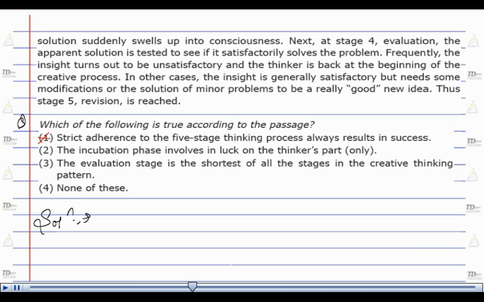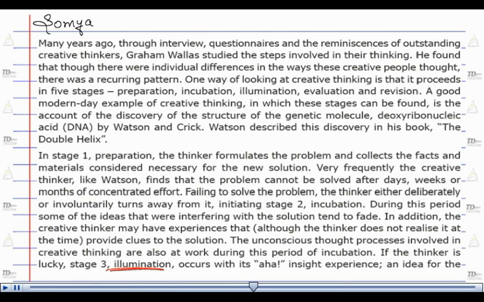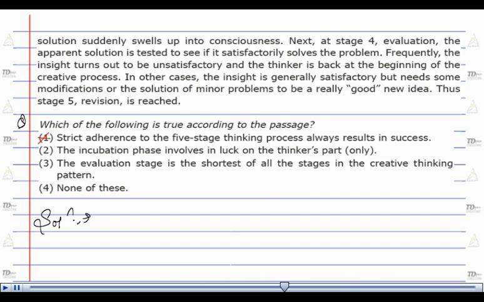Option number 2, the incubation phase involves luck on the thinker's part. Now here we had already seen option number 2 is incorrect. The stage that involves the luck part was indeed illumination. If the thinker is lucky, illumination occurs, it's an aha, an insight experience. Here, the process involves illumination rather than incubation, and therefore option number 2 can be considered an incorrect option.